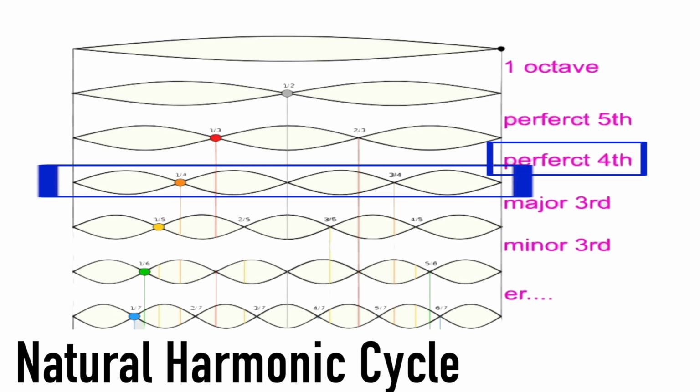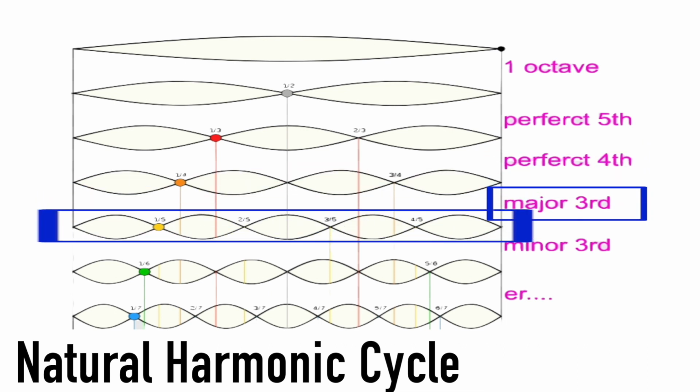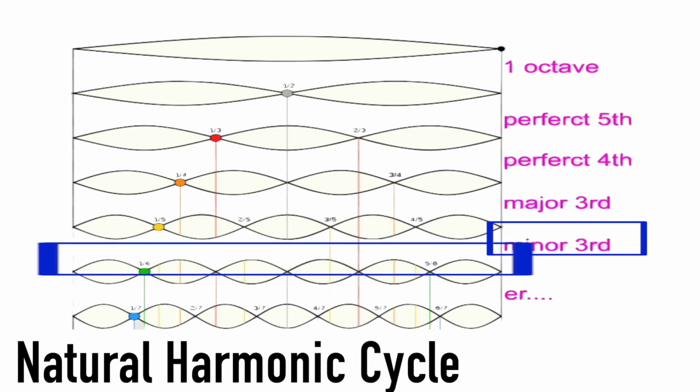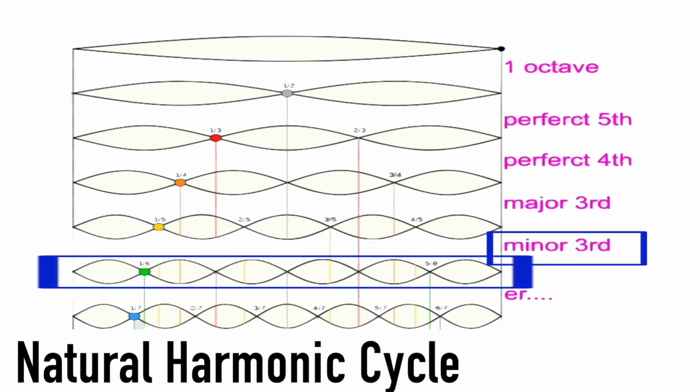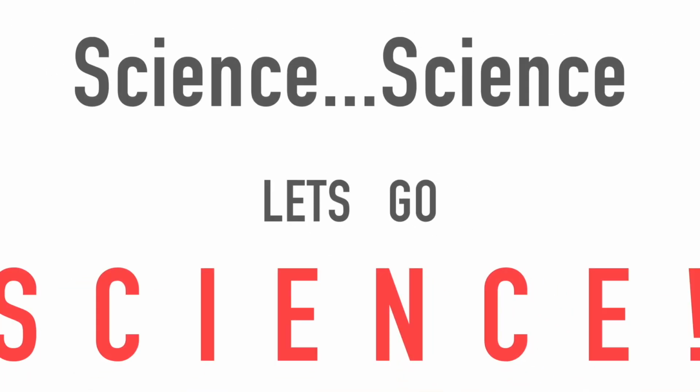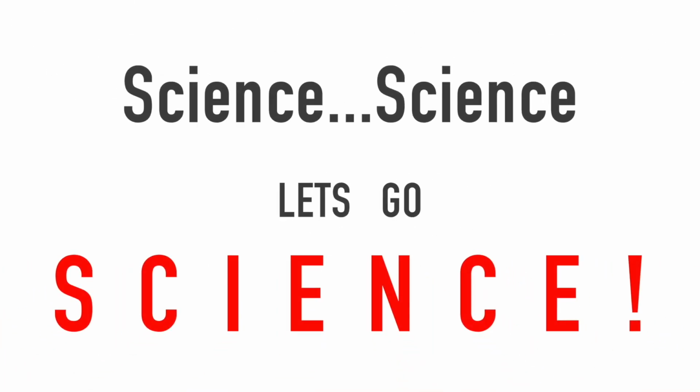A 4 to 5 ratio gives us a major third, and a 5 to 6 ratio gives us a minor third. So basically, the farther away you get in these ratios, the less harmonious a sound becomes. And that is a natural reason for why a major third would be more harmonious, happy, than a minor third.